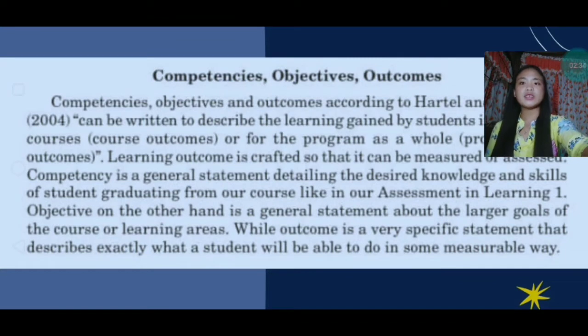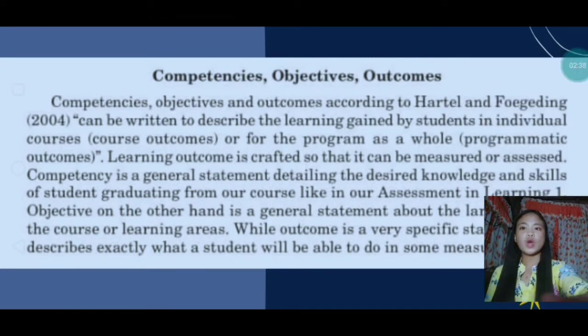The next is competencies, objectives, and outcomes. According to Hartel and Fogujing, they can be written to describe the learning gained by students in individual courses. Course outcomes are for the program as a whole, or programmatic outcomes. A learning outcome is crafted so that it can be measured or assessed.